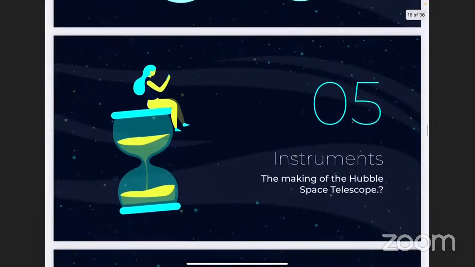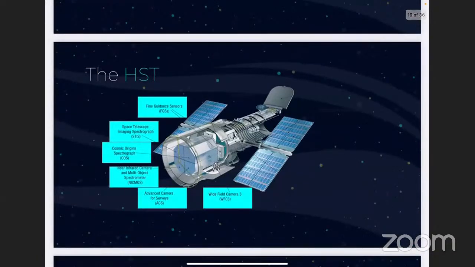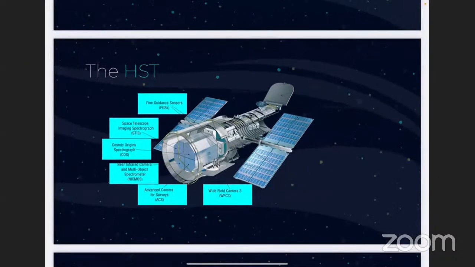And in number 5, instruments, I'm just going to skip over those points to the illustration and read them off of here. So first, we have the wide field camera, number 3, which is right here at the bottom. It gives the telescope greater access to ultraviolet, visible, and infrared wavelengths of light.